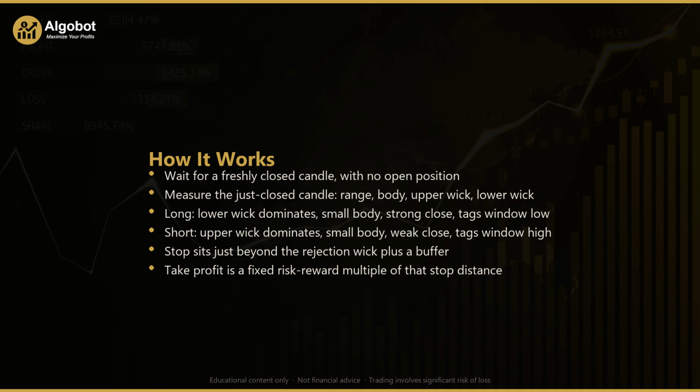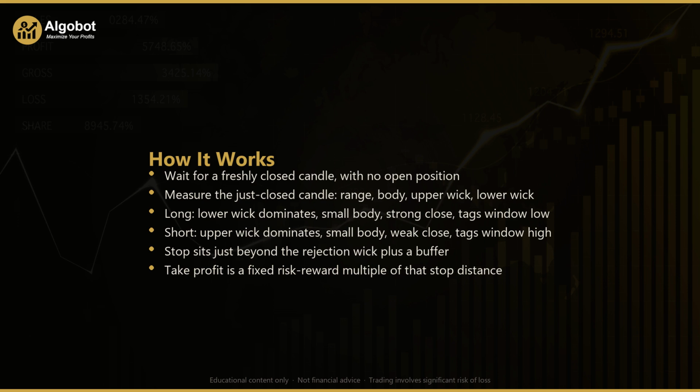For a bearish shooting star that signals a short, the strategy detects the exact mirror image. The upper wick dominates. The lower wick is no larger than the body. The close lands in the lower third, and the candle's high must tag or exceed the highest high of the window. That is rejection right at resistance.